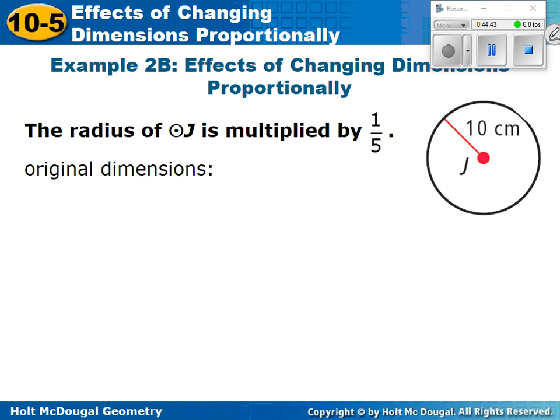So what happened to the original area to now? It was multiplied by 1/25. So our answer would be the area is multiplied by 1/25. Again, complete sentences.